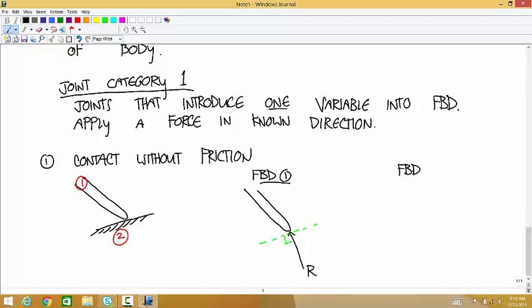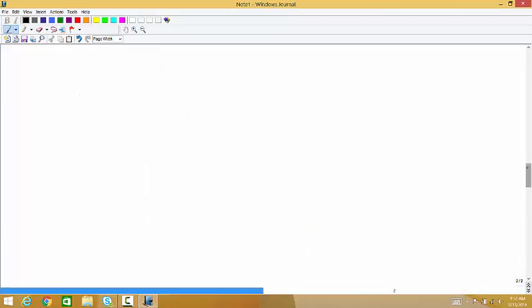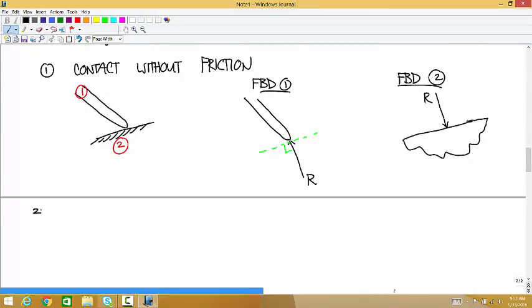And then if you draw the free body diagram of the second body, so like a chunk of this floor, body 1 is also applying a pushing force to body 2, so that force is perpendicular to this, and because of Newton's third law, that has that same variable value R. The second one in this category, so remember all of these that I'm numbering right now are the joints that introduce one variable. So the second one is the pin and slot joint.